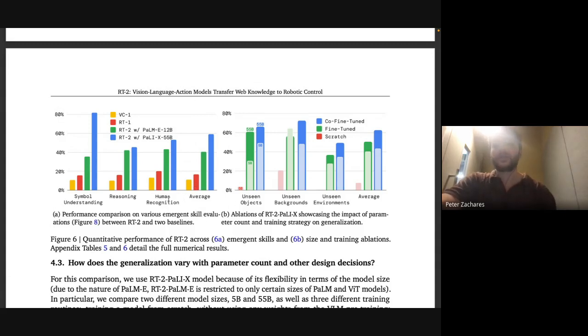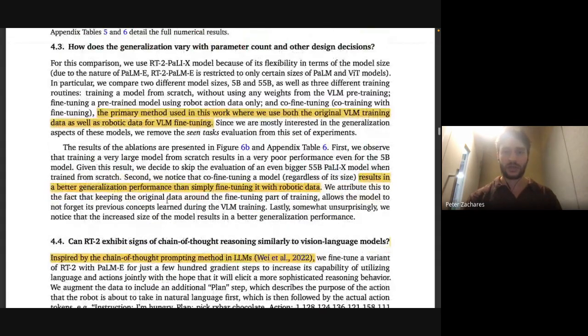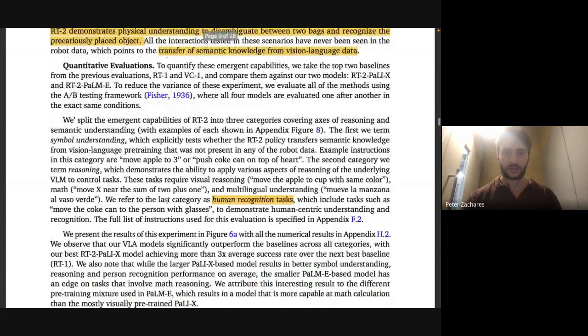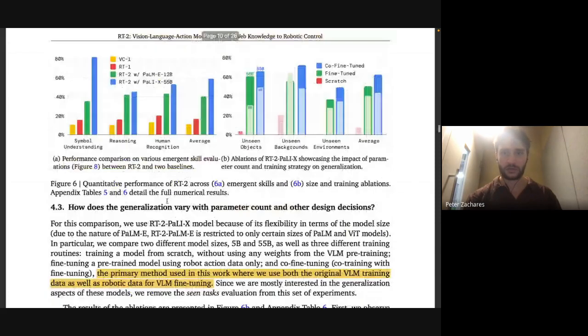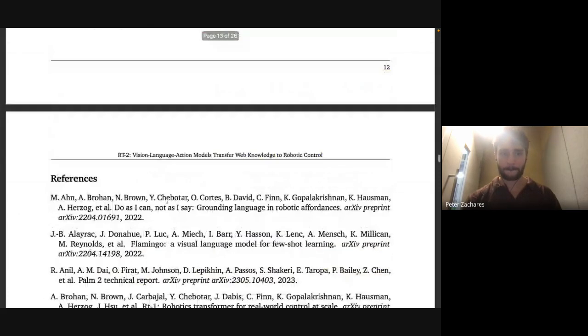Okay, so we talked about performance in terms of generalizing to new environments and all of that. But the other thing that they point out is that this model has a number of emergent behaviors which are really interesting, and they categorize those as symbol understanding, reasoning, and human recognition. And I don't know if they give examples here or further down. Okay.